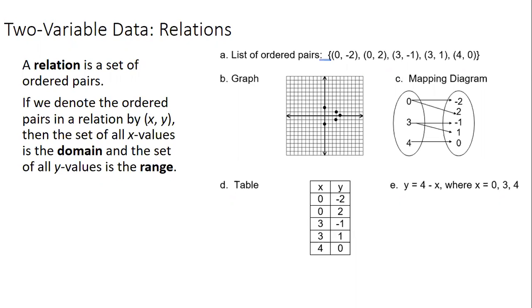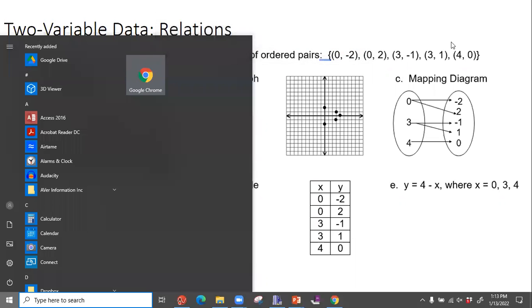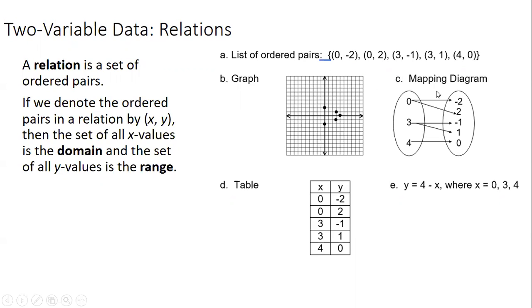Awesome. So right here is an example of all the different ways you can represent two variable data. The first way is as a list of ordered pairs. I can make a graph of it. I can create a mapping. I can have a table. I can have a word problem listed out. But these are all the ways that I can represent two variable data, AKA a relation.